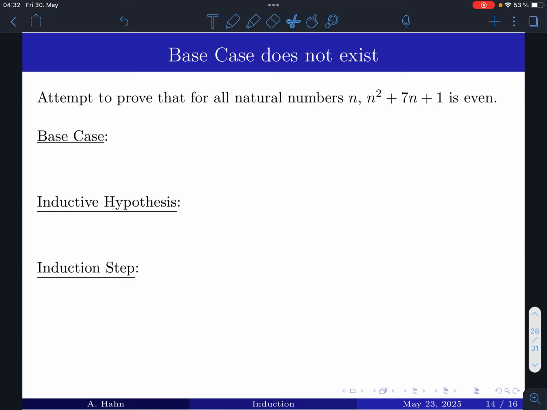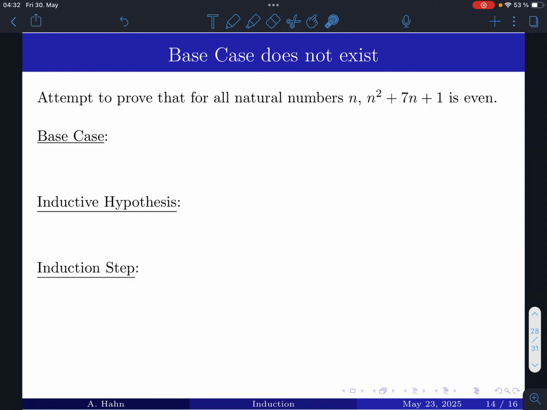Hello. So let's do another example. So this is an example for which the base case does not exist. What we're going to do is attempt to prove that for all natural numbers n, n squared plus 7n plus 1 is even. We're going to skip the base case for now.